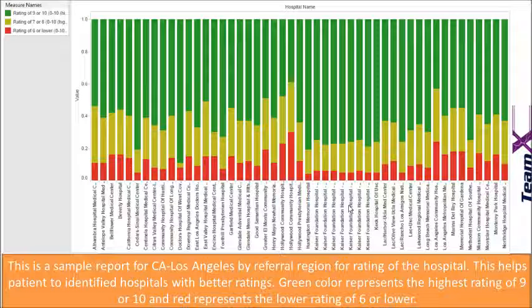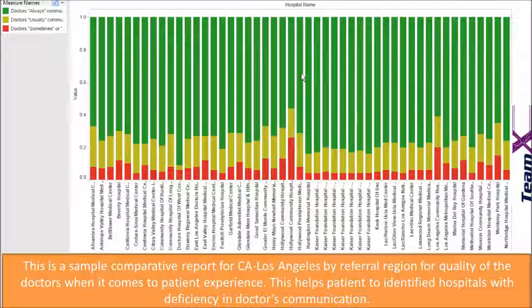Diving deeper into our survey measures, you can see how the survey measures for these hospitals are stacked up. The longer the length of these green bars, the better it is for the hospital. So this one actually shows the total rating that the hospital received. The next one shows how well doctors communicated.